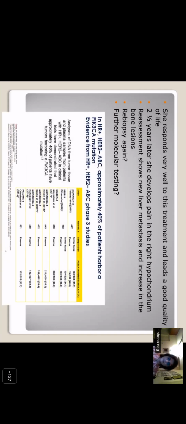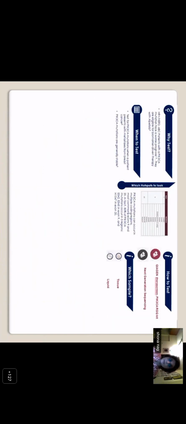So it's important to remember that there is another biomarker which has great therapeutic relevance called a PIK3CA mutation. So this is hyperstimulation of the PIK3 pathway, and it's seen very commonly in ER-positive patients, and this is evidence from the studies. The question is, why test? Because there is a drug for it today. When to test? You can test on the original blocks or you can test at the time of metastasis. How do you test? An RT-PCR or NGS? And which sample? You try with a liquid biopsy first.